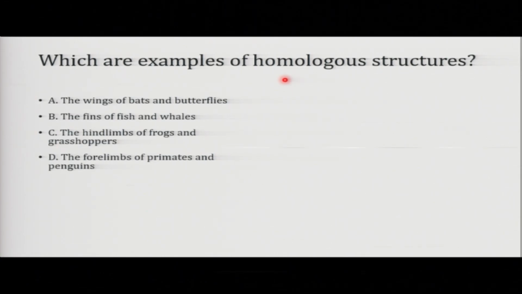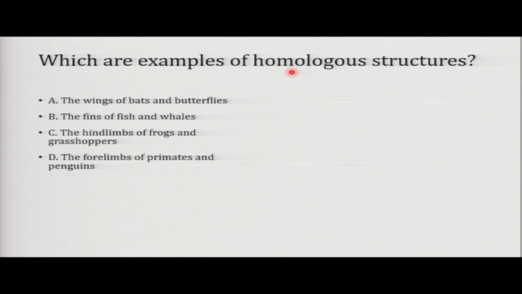Fish are not. So what is the connection? Do they have the same ancestral origin? Are these structures the same in terms of ancestry or in terms of the function they possess? C, hind limbs of frogs and grasshoppers. All right, vertebrates versus invertebrates. Could they have had the same origin? We're trying to look at every option that is given to link it to the word homologous.